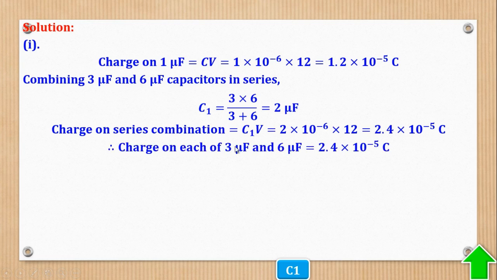That means that because they're in series, they have the same charge. Therefore, the charge on each of this and this will be this 2.4 x 10^-5. That is Roman 1. What about Roman 2?